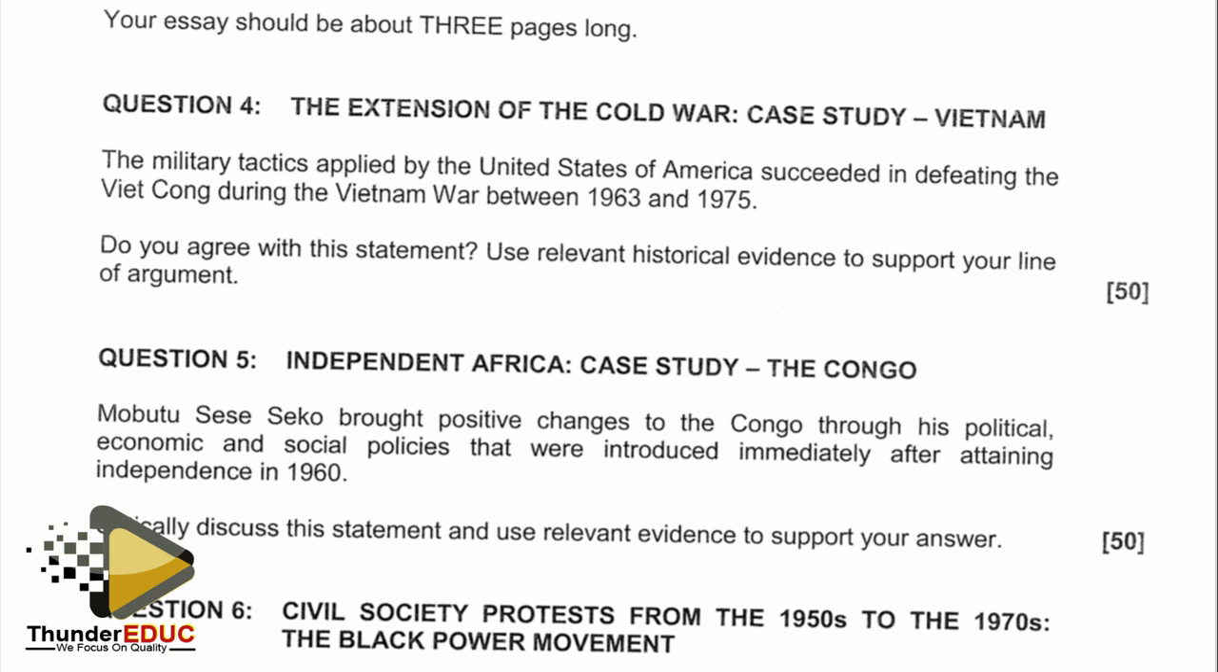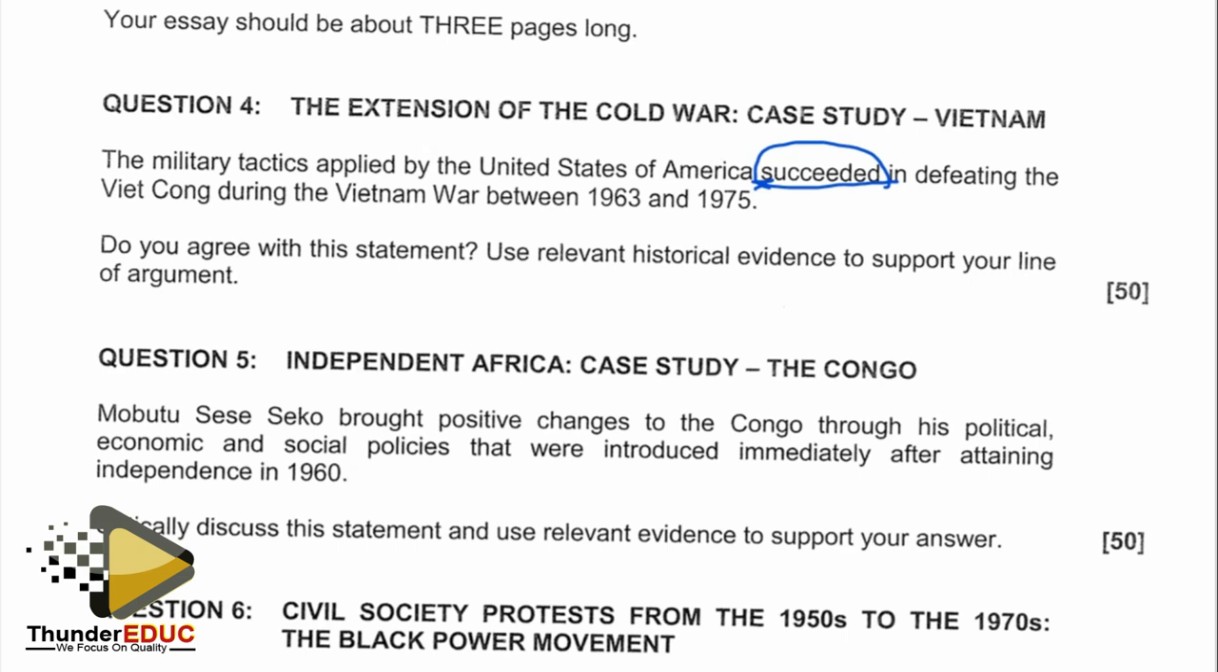Right. The question says, question number 4, extension of Cold War, Vietnam case study. The military tactics applied by the United States of America succeeded in defeating the Viet Cong during the Vietnam War between 1963 and 1975. Our key aspect here is the tactics succeeded. Right. Then we underline this. Tactics succeeded. And do you agree with this statement? Use relevant historical evidence to support your line of argument.